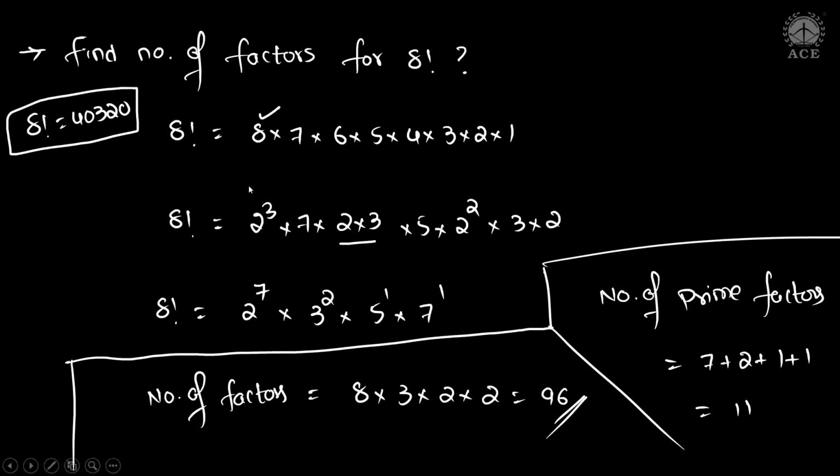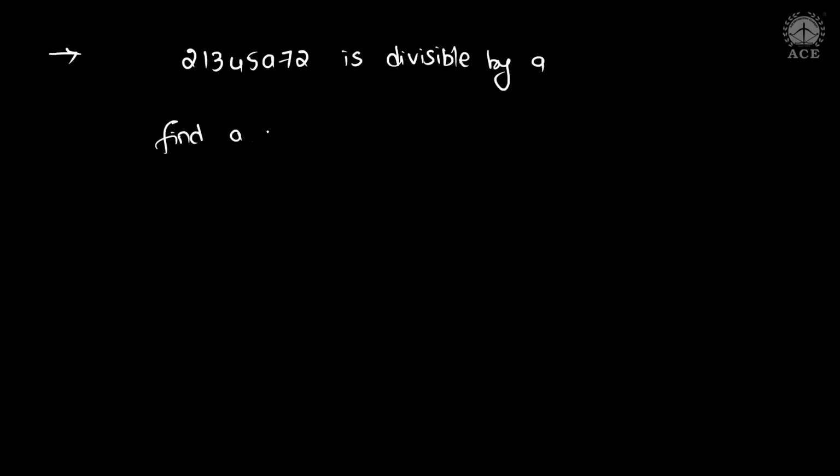Excellent. Now, guys, the next question: 21345A72 is divisible by 9. Find the value of A. Can anyone find the A value here? That number is divisible by 9. What is the divisibility by 9 rule? They have given that the number is divisible by 9 already. You should apply the divisibility rule and find the value of A, my dear friends.